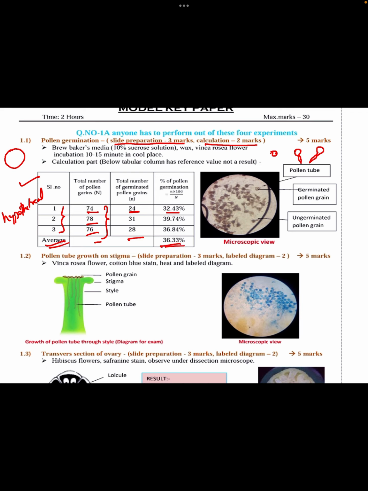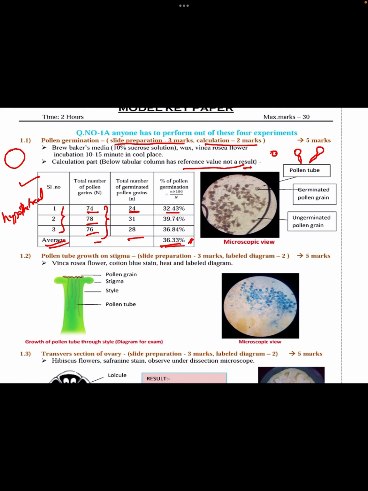Then you have to write the result below the tabular column. The reference value is not the result. The percentage of pollen germinated is 36.33%. That reference line you have to write, and how much you are supposed to write, I have told you in my previous video.